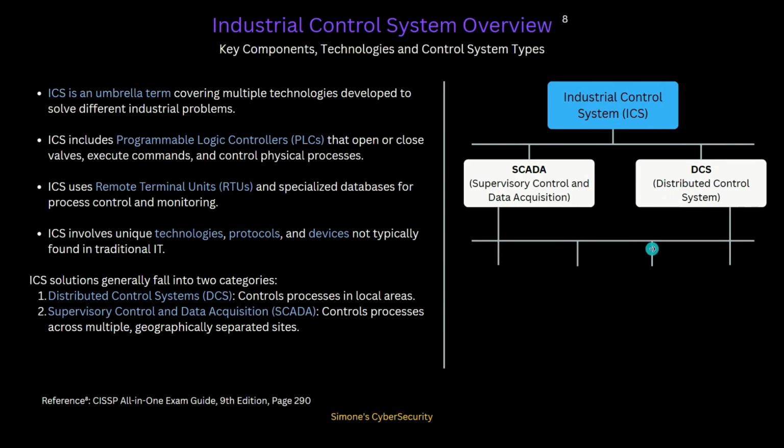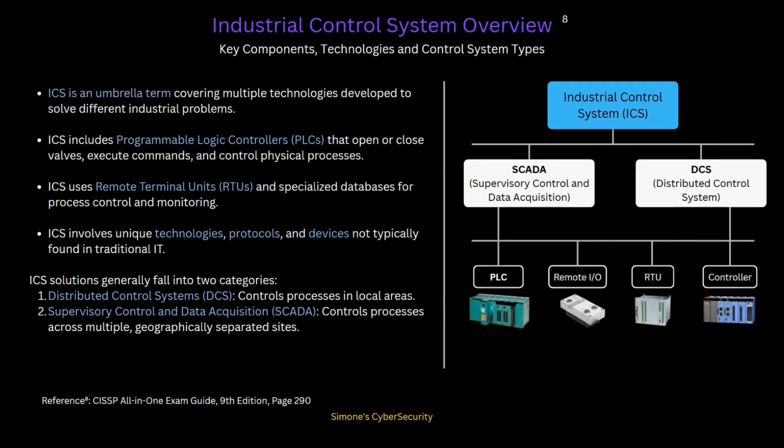And inside both SCADA and DCS setups, you will find a common, familiar set of devices across industries, devices such as PLCs, RTUs, controllers, sensors, actuators, and HMIs. These devices form the foundation, they are the backbone of industrial automation, and they are common across industries.